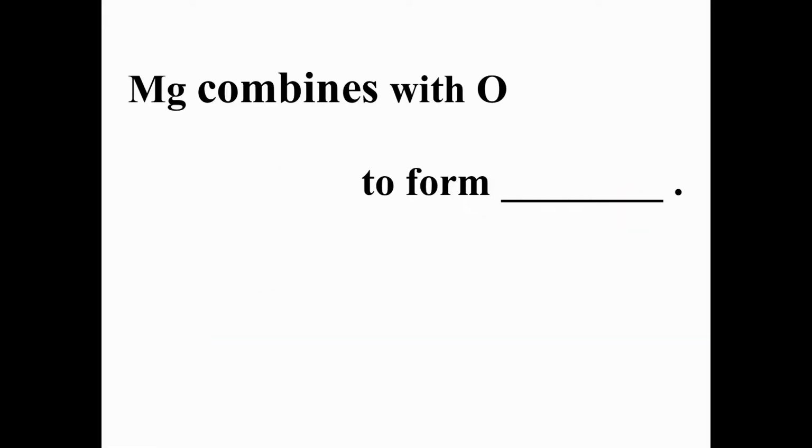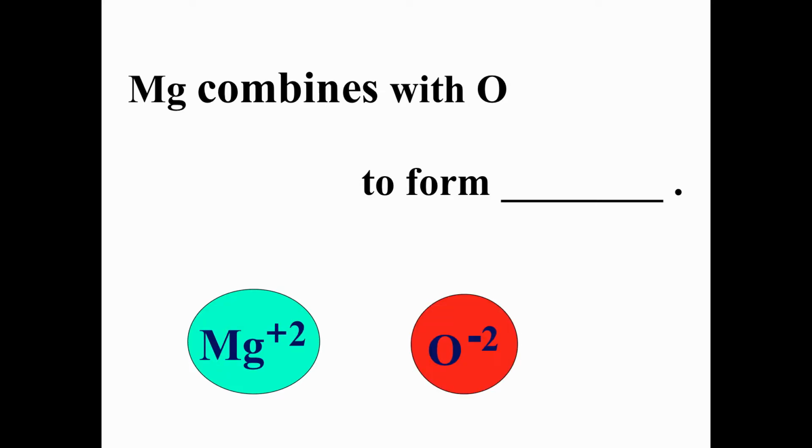We've also seen this one before. Magnesium combines with oxygen. Mg makes a +2 ion. O makes a -2 ion. They attract each other. And since +2 and -2 adds up to 0, a 1-to-1 ratio, or MgO, is what is needed to make a neutral overall compound, and this is magnesium oxide.